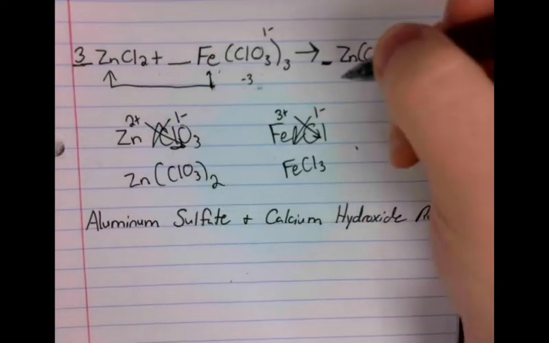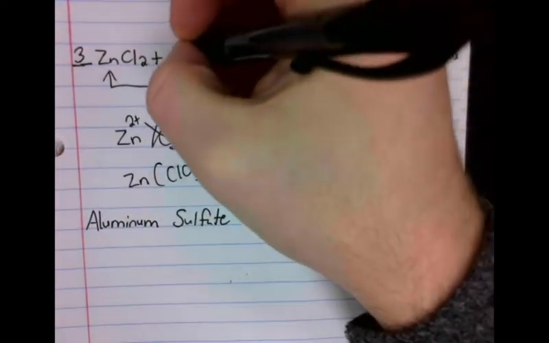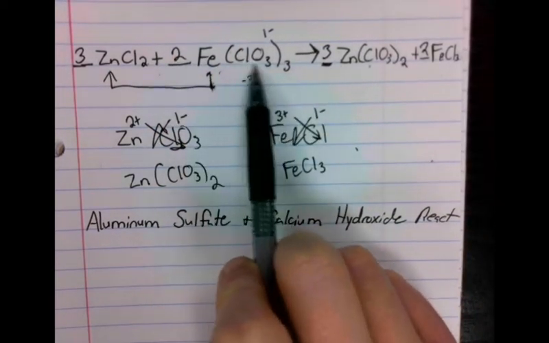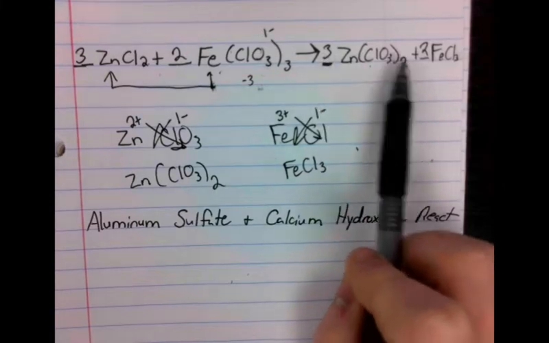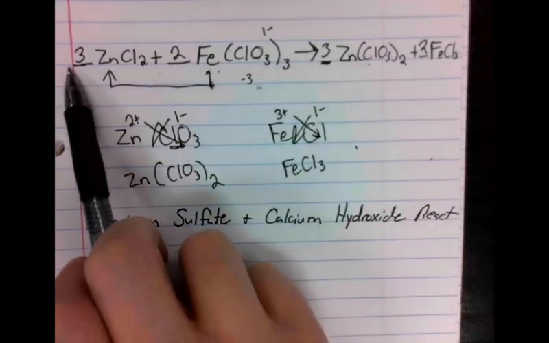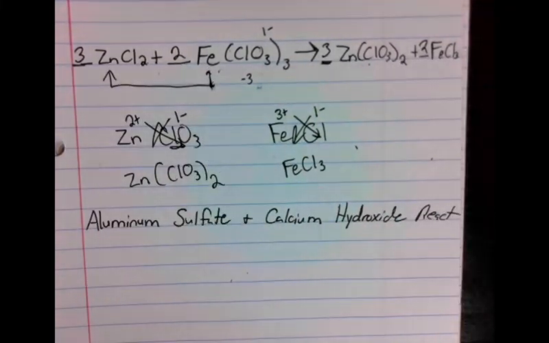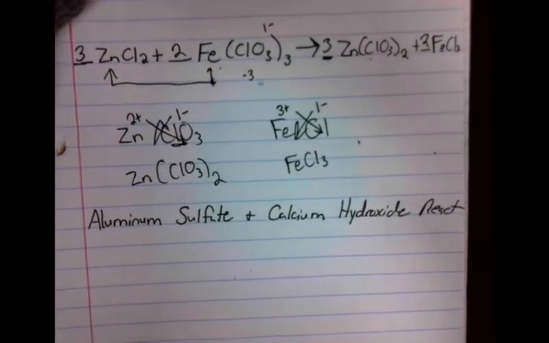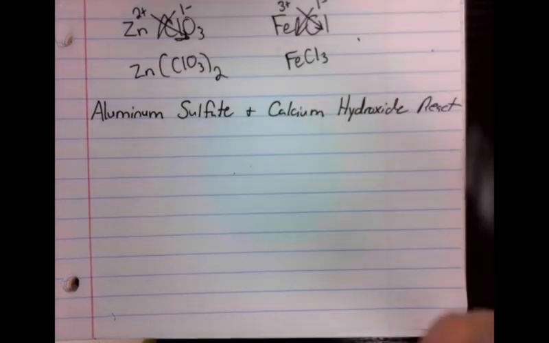We now have 3 Zns and we have 2 Fes, and if we check, that actually fixes our ClO3s. 2 times 3 is 6 ClO3s, 3 times 2 is 6 ClO3s, 3 Zn, 3 Zn, 2 Fe, 2 Fe, and we are balanced.